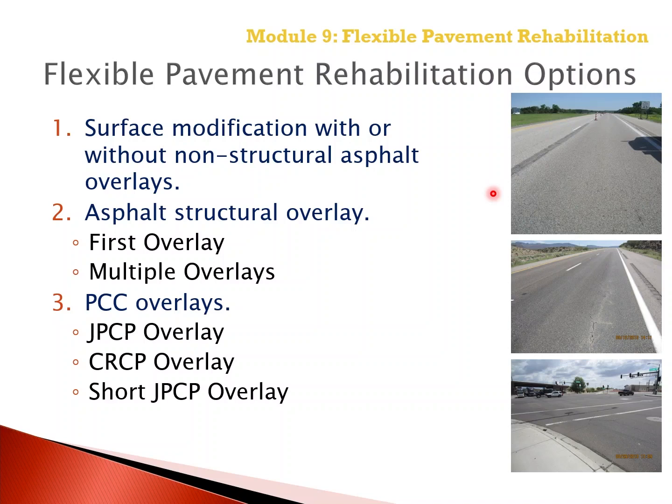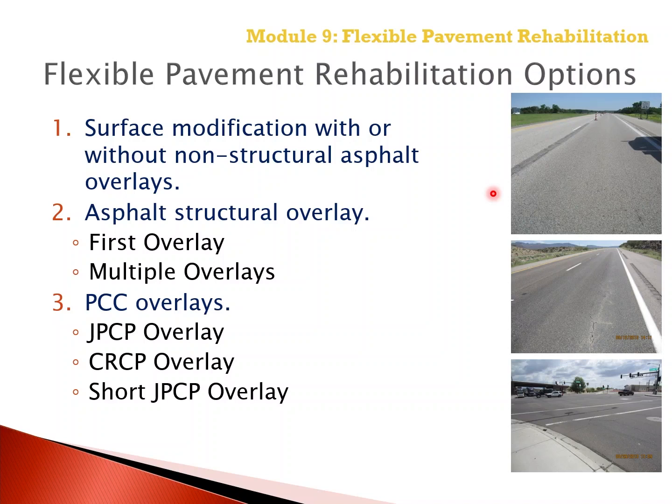The second strategy or group of strategies is the asphalt structural overlays. Those are classified into two parts. The first is the first asphalt overlay, or first overlay rehabilitation, to be placed on the flexible pavement, and then a condition where multiple overlays exist on the flexible pavements.